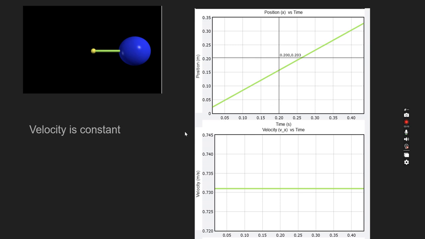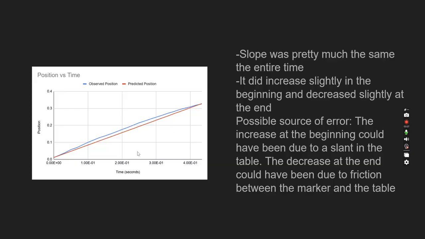The Tracker software outputted the data where velocity was constant because there was a constant slope for position versus time, and the velocity versus time was a horizontal line.